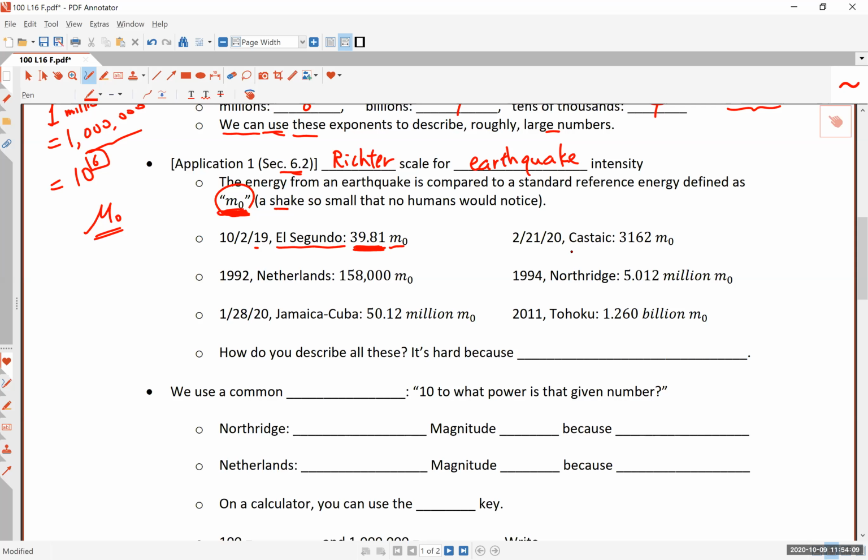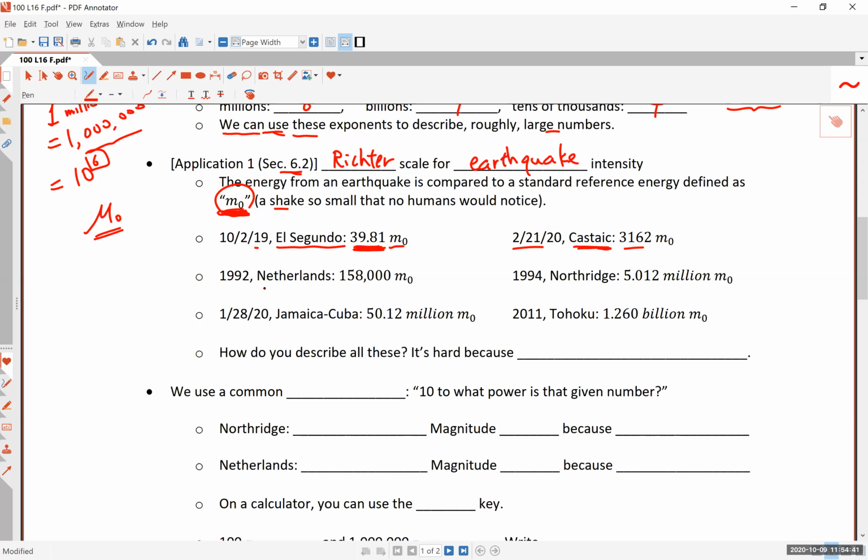All right, I actually live in Castaic, California, north of Santa Clarita, and on February 21st, again, I didn't notice this one, but there was an earthquake based in Castaic. Ooh, scary. After that, I did feel this one because I woke up in the middle of the night with a big thud, okay? But that had 3,162 times this M naught, which is the lowest magnitude, which is used for the reference number, okay?